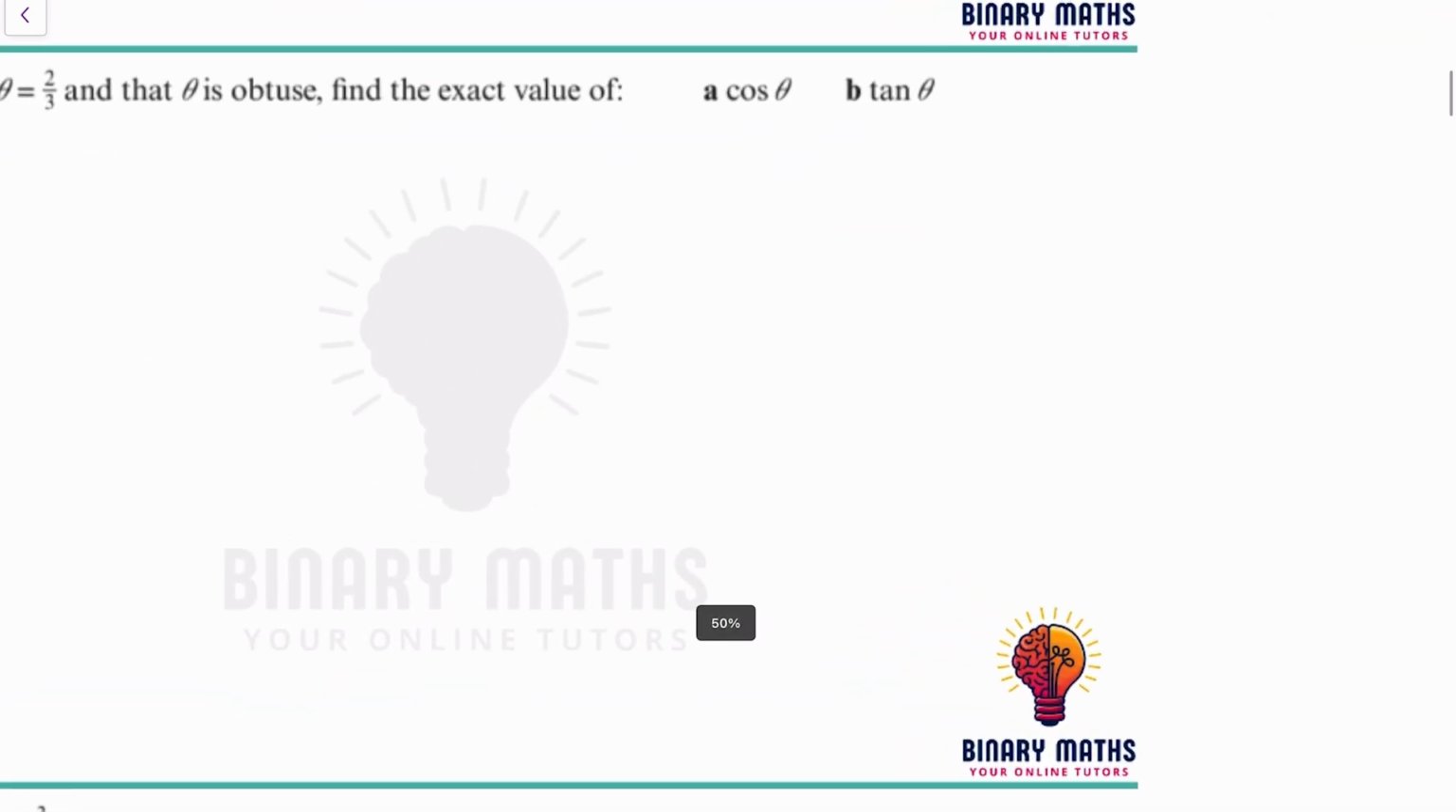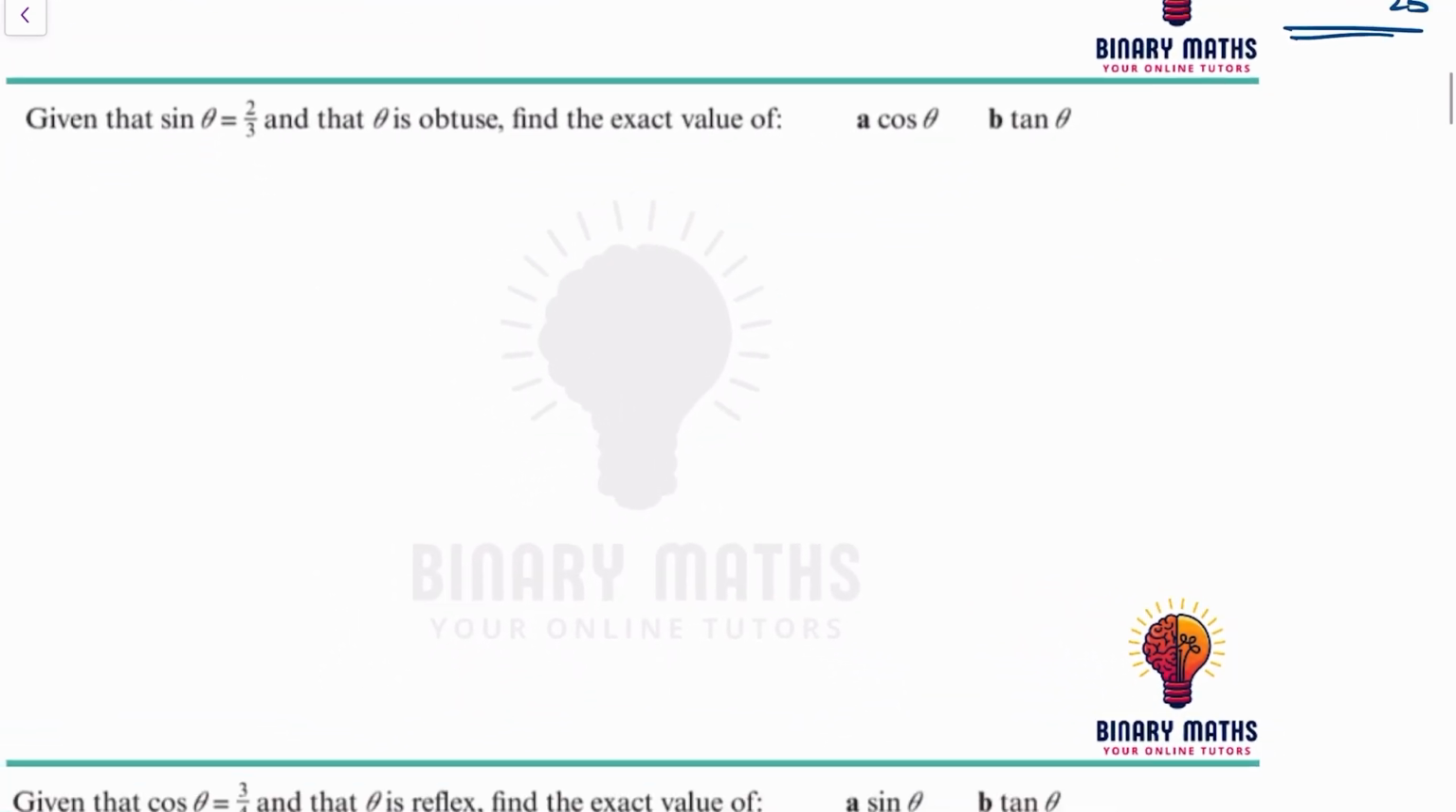Okay, given that sine theta is equal to 2/3 and theta is obtuse, find the exact value of A, cos theta, and B, tan theta. So because theta is obtuse, I know it's in the second quadrant. So it's here. All silver tea cups. So because theta is obtuse, it must be this quadrant, which is S, which means sine is positive, cos is negative, tan is negative.